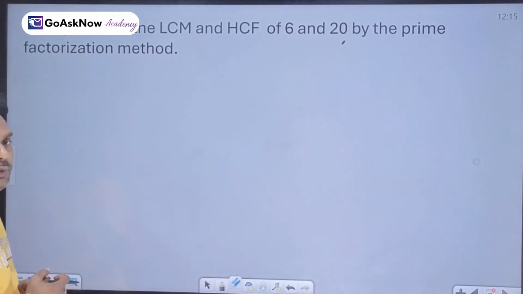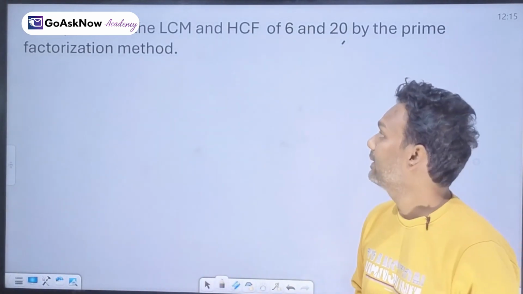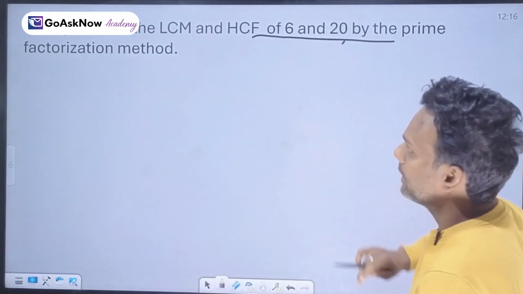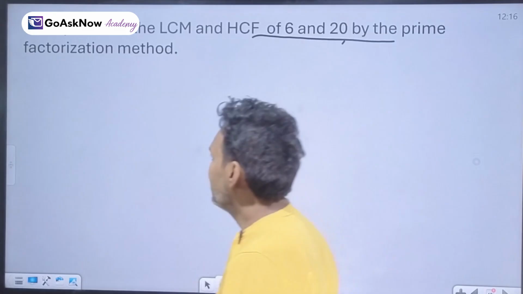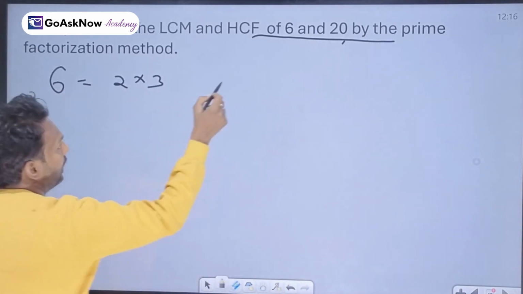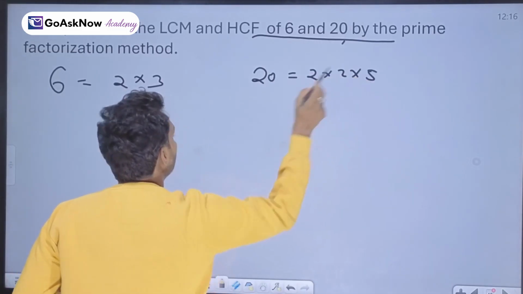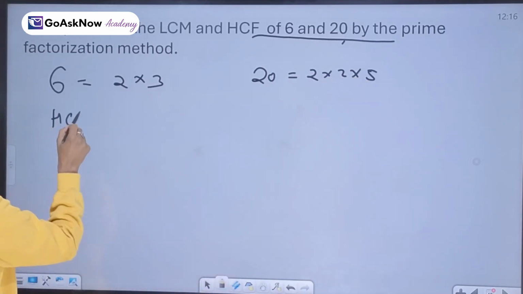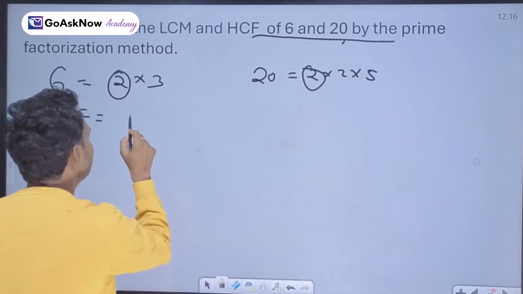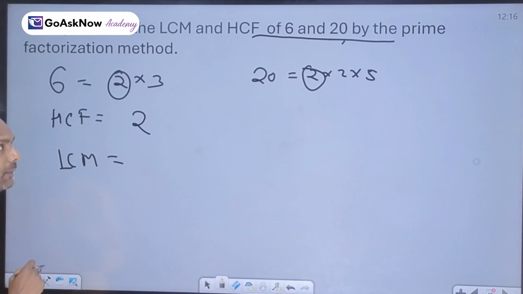So now we are going to find the HCF and LCM of two given numbers, 6 and 20. Okay, find the LCM and HCF of 6 and 20 by the prime factorization method. So 6 is the product of 2 and 3, and 20 is 2 into 2 into 5. For HCF, we will look for the highest common factor, and that's 2. So HCF is 2.